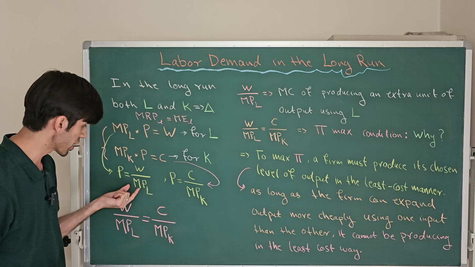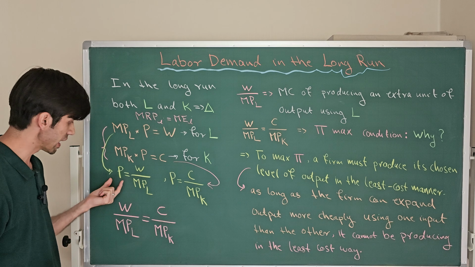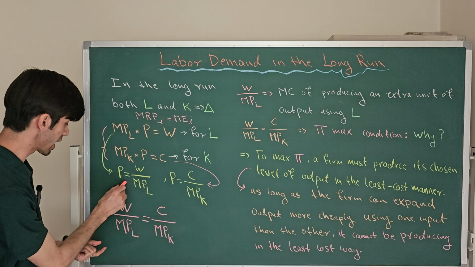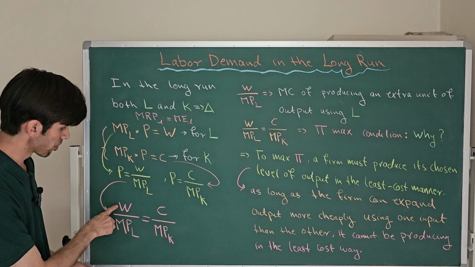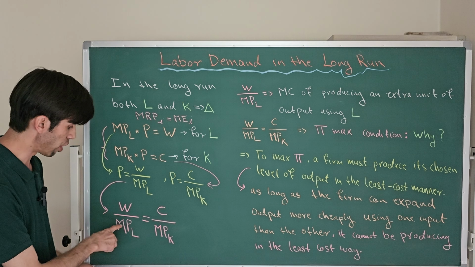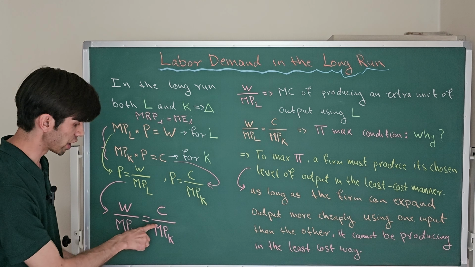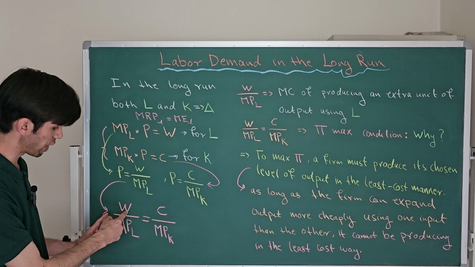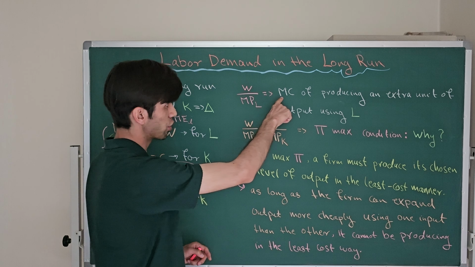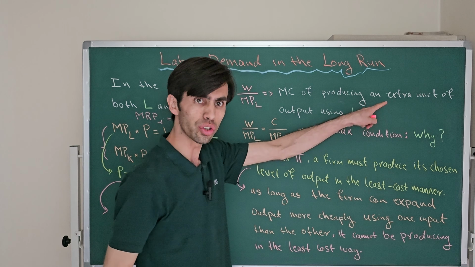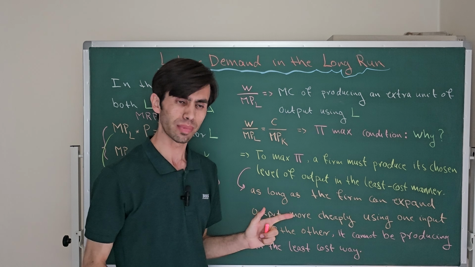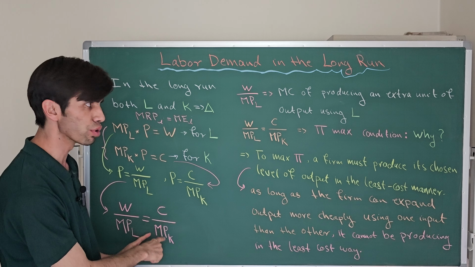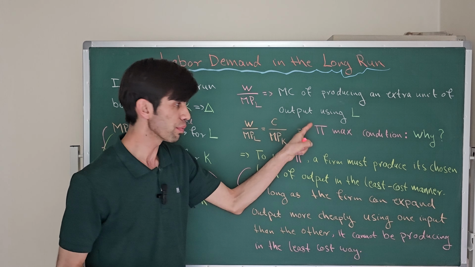As we know, in these expressions, the left side is the same price, so the right sides must be the same as well. So as a result, we will have this expression, which is the ratio of wage rate over marginal product of labor is equal to the ratio of cost of capital over marginal product of capital. And this ratio, W over MPL, is equal to the marginal cost of producing an extra unit of output using labor. And this one, C over MPK, is equal to the marginal cost of producing an extra unit of output using capital.